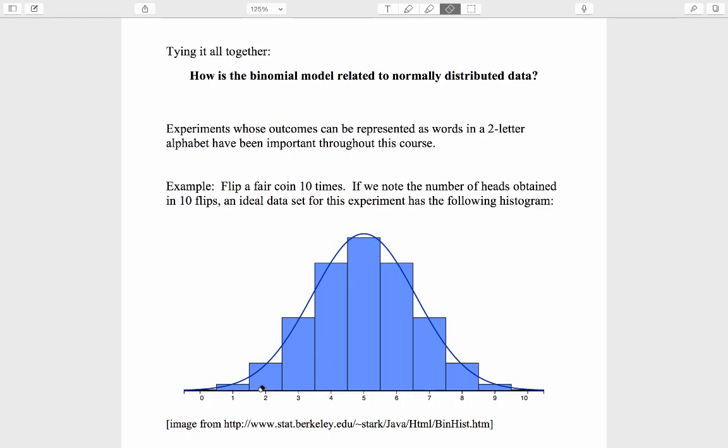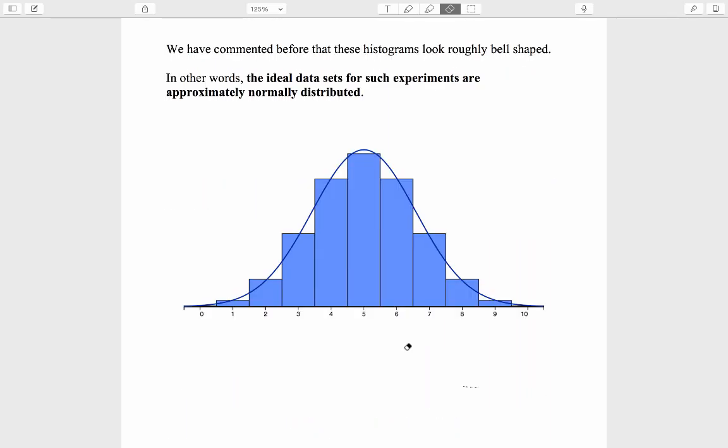The histogram here is just the arrangement of rectangles. This bell-shaped curve is just superimposed on it. We have commented before that these histograms look roughly bell-shaped. In other words, this is a key point: the ideal datasets for such experiments, the ones that the binomial model is related to, are approximately normally distributed.